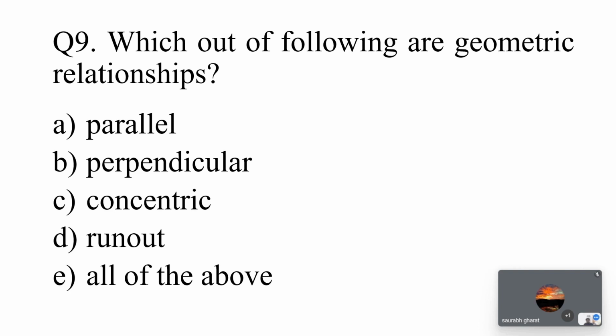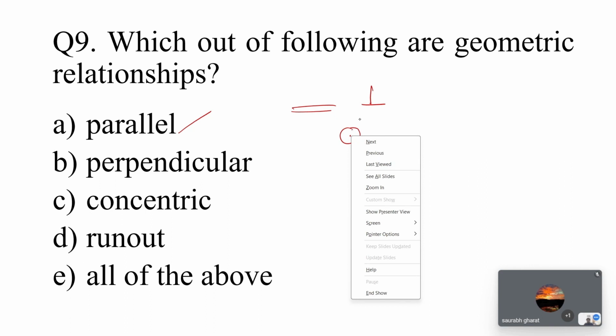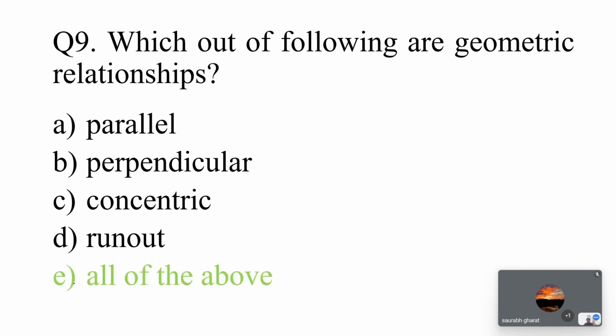Okay, so you get the answer: parallel is also a geometric relationship. Lines are parallel. Perpendicular is again a geometric relationship. Concentric means the center is exactly the same. Exactly, we have the center, so concentric is always part of it.